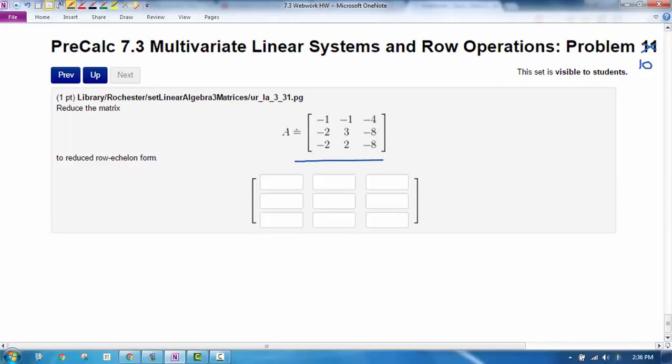And the last problem, once again, wants it in reduced row echelon form. So just enter this into your calculator and do RREF of matrix A if that's where you stored this matrix, and it'll give you the answer.